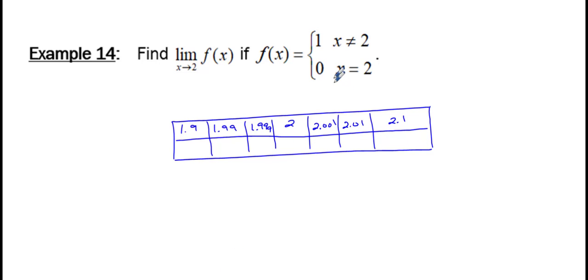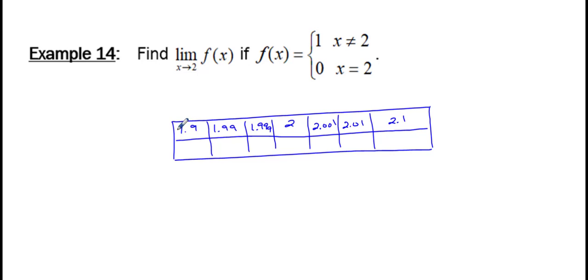All right. If we look at this piecewise function, piecewise functions are broken up by the domain. If the domain is this, use this. If the domain is this, use this, right? Okay, for every value that's not 2, the output is 1. For every value that is 2, the output is 0.